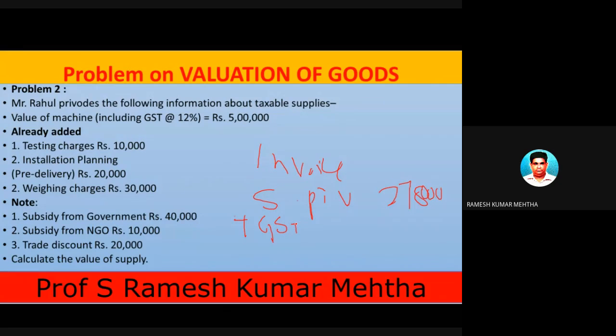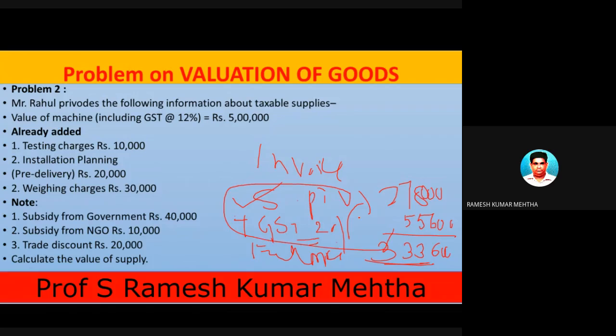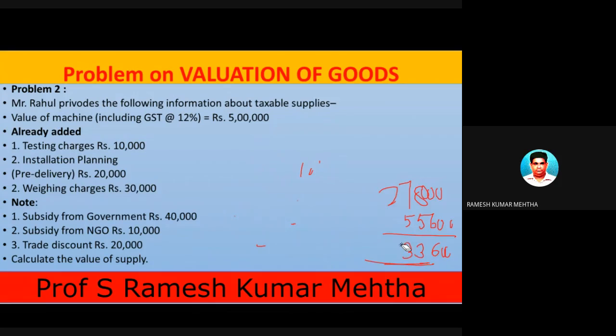For example, if it is 20% on this, it is 55,600 which will be levied. So it will become 3,33,600. This is called the full price. The full price is inclusive of GST and the price, that is, the transaction value. Hope you have understood this particular problem. This can be expected in your examination.